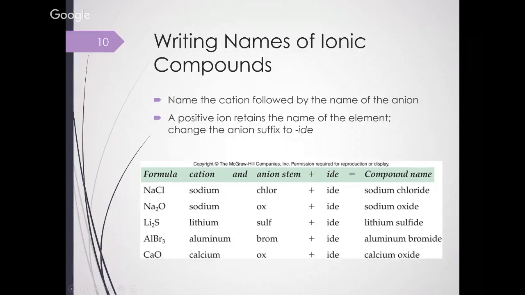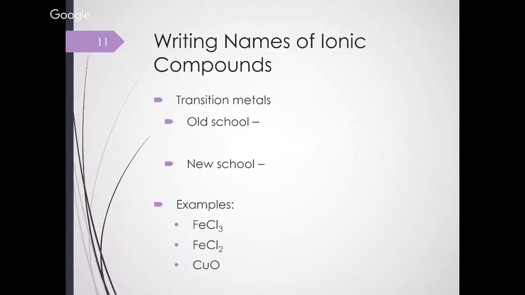The cation is our metal, so we just look at what this is and we say it. We name what the metal is. Then we look at the nonmetal and change the ending to -ide. So sodium chloride, sodium oxide, lithium sulfide, aluminum bromide, and calcium oxide. So that is how we name things when we have a main group metal, meaning it's not going to take a different charge. It's always one specific charge.